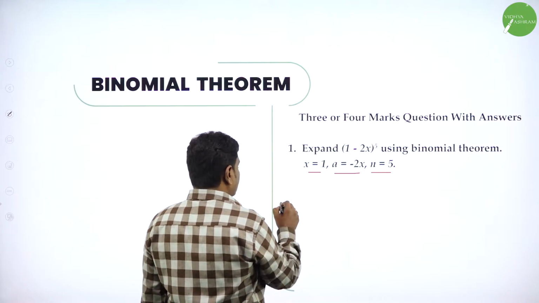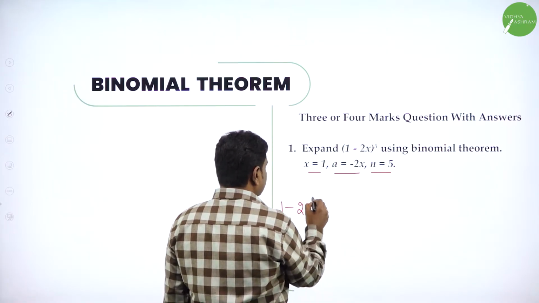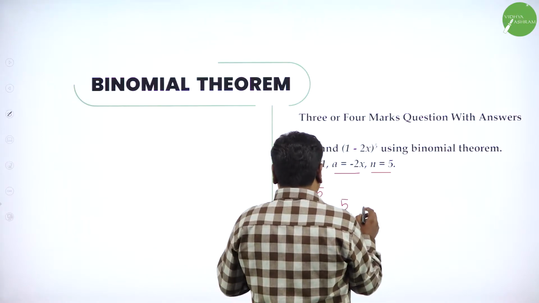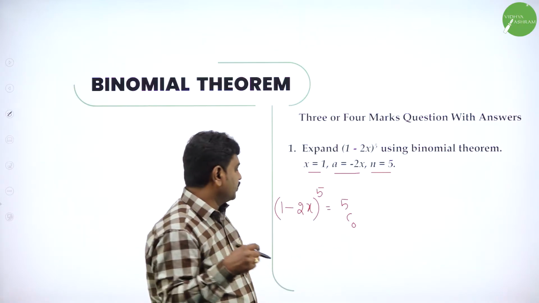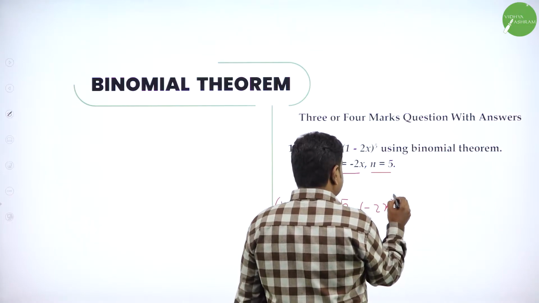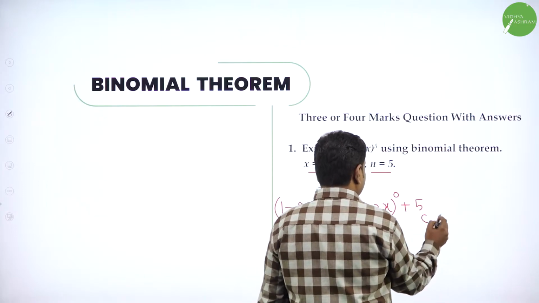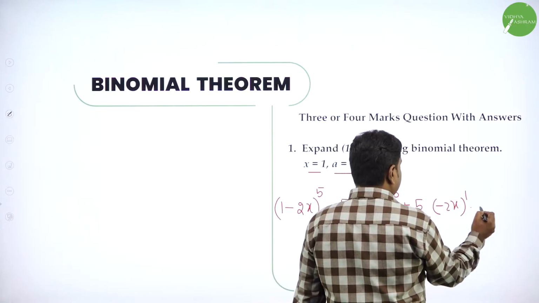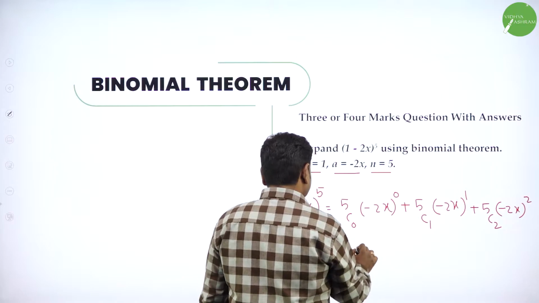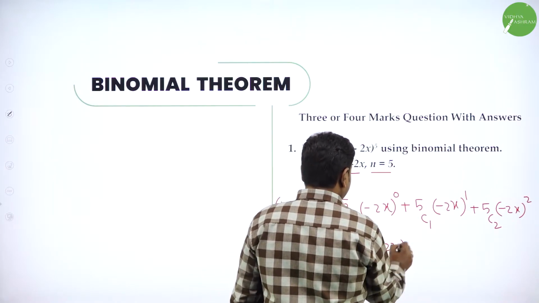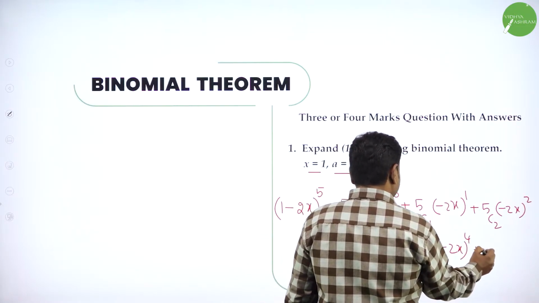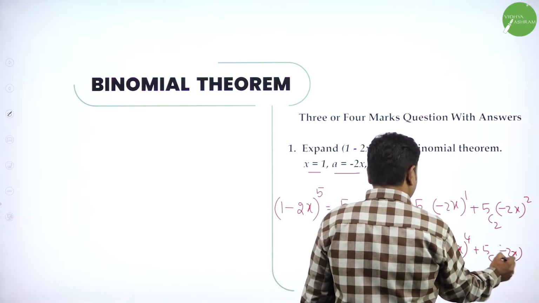So now (1 minus 2x) power 5, I can write it as 5c0 into 1. All of you know 1 power anything is same. And second term, minus 2x power, start from what? 0, then 5c1 (minus 2x) power 1 plus 5c2 (minus 2x) square plus 5c3 (minus 2x) cube plus 5c4 (minus 2x) power 4 plus 5c5 (minus 2x) power 5.